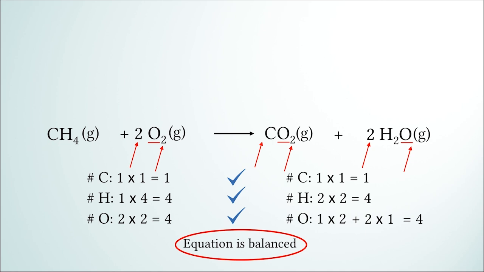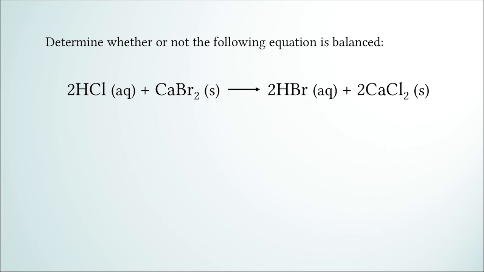Look at another example with me. Determine whether or not the following equation is balanced. 2 hydrogen chloride aqueous plus calcium bromide solid produces 2 hydrogen bromide aqueous plus 2 calcium chloride solid. To figure out if this is a balanced equation, all we need to do is count up the numbers of the atoms on each side of the equation and see if they match up.